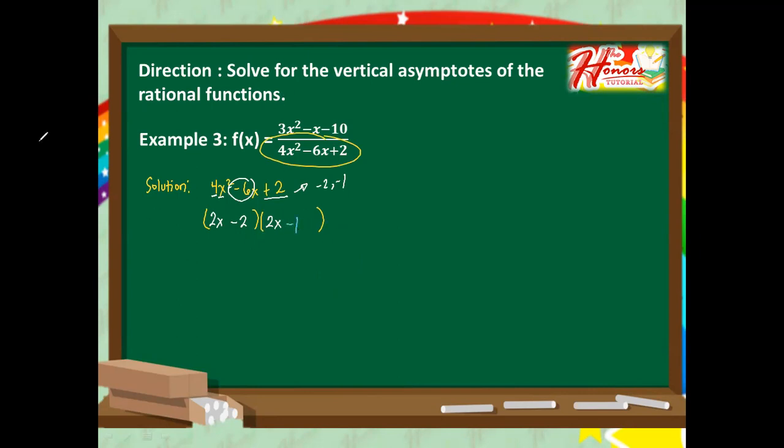So we have to solve for this separately in order for us to get the vertical asymptote. For 2x minus 2, we have to equate it to 0 and then transpose negative 2 to the right side of the equation. Then it will become 2x equals 2. And then our goal is still the same, to have x only at the left side of the equation. So we have to divide both sides by 2. So we have here x equals 2 divided by 2, that's 1.